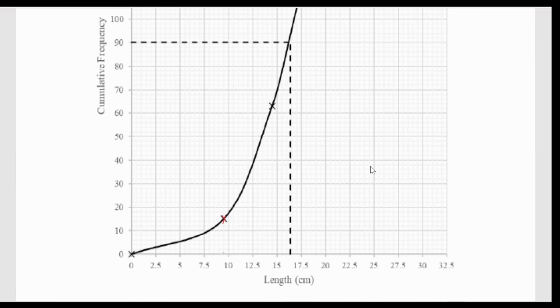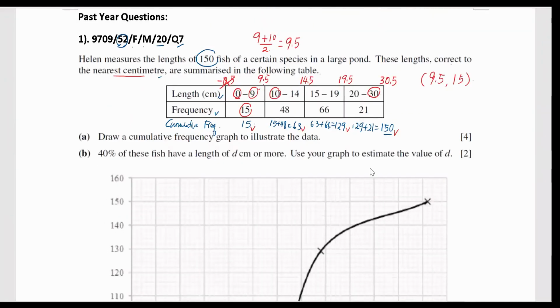And this is where the 9.5. Okay, and the value is in between 10 and 20, exactly in the middle. So it's 15. So we plot the point. All right, so we do the same for the rest of the points.